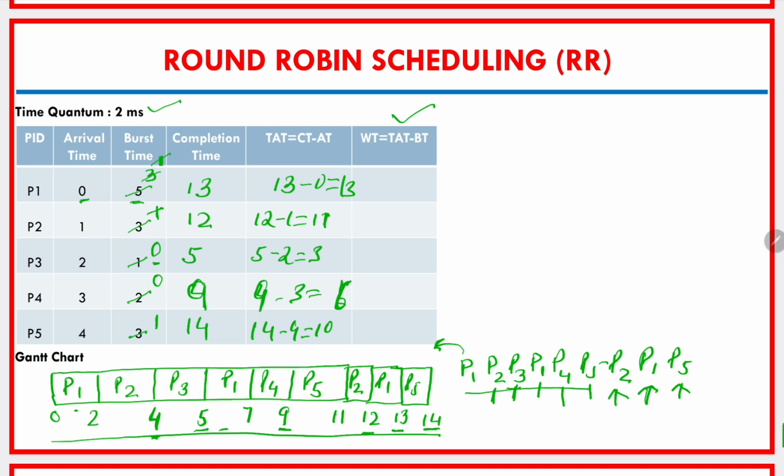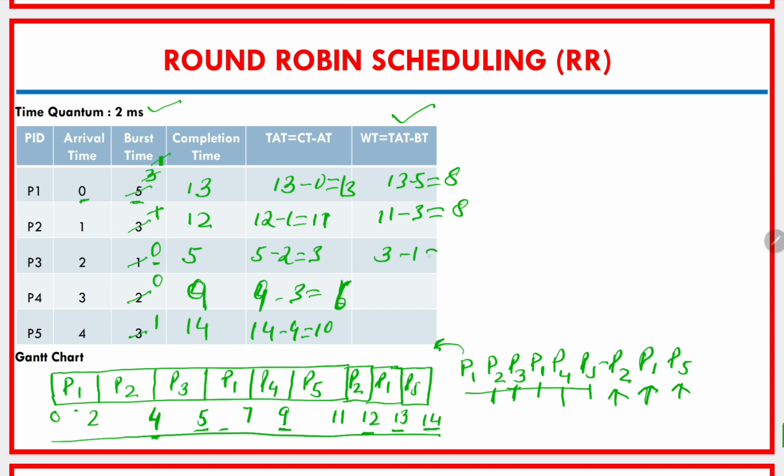Now, the next thing is we have to calculate the waiting time for each of these processes. So 13, the turnaround time, minus burst time. Burst time is 5, so that is 8. Then 11 minus 3 is again 8. Then the turnaround time for this is 3.